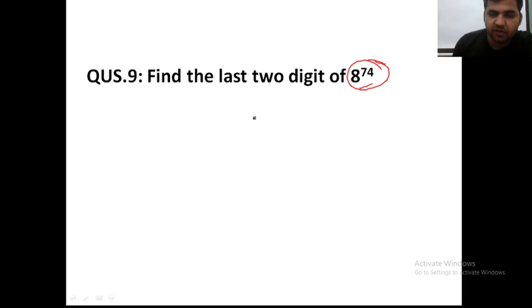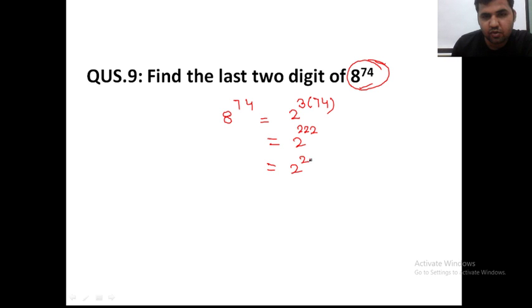8 power 74. Now which rule can be used? Rule number 1 and 2 can be used here, because 8 power 74 can be written as 2 power 3 into 74, right? Now this can be written as 2 power 74 into 3. What will you get? 3 into 4 is 12. This would be 222. Now this can be written as 2 power 220 into 2 power 2. Now 2 power 220 is 2 raised to power 10 into 22, into 2 power 2 is 4.